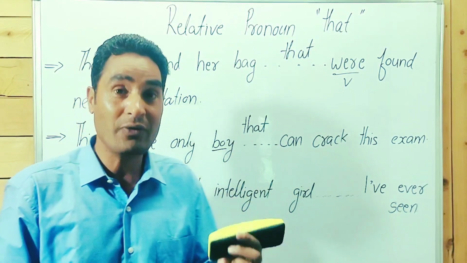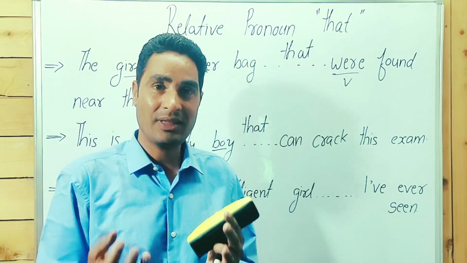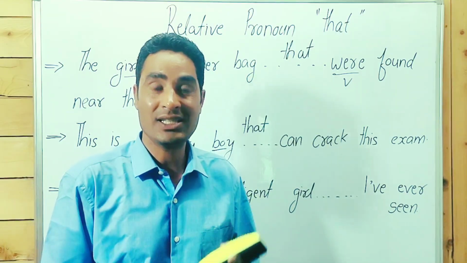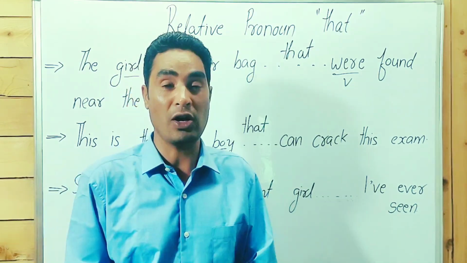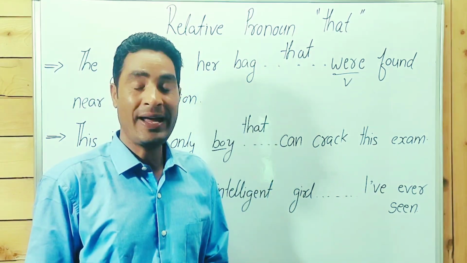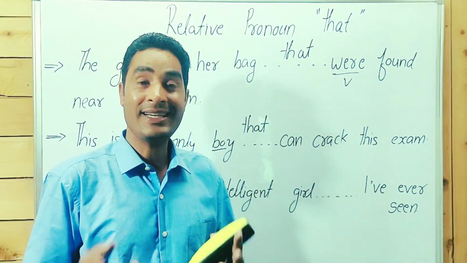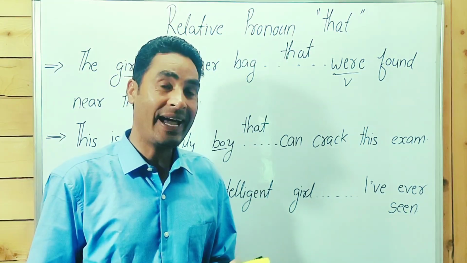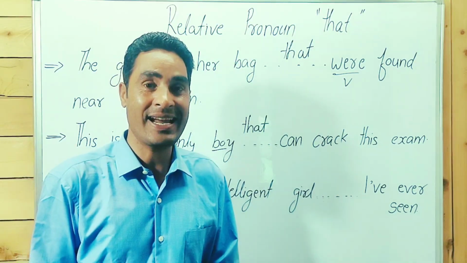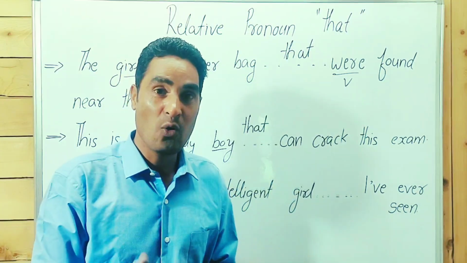Don't be confused. Why? There are some words: all, the same, the only, the few, the little, none, nothing, everything, something, etc. With these words we use relative pronoun that. I repeat, when all, the same, the only, the little, the few, nothing, none, nobody, somebody, anybody, everybody, these words are used with antecedent, in this case we use that as a relative pronoun, not who, not which.